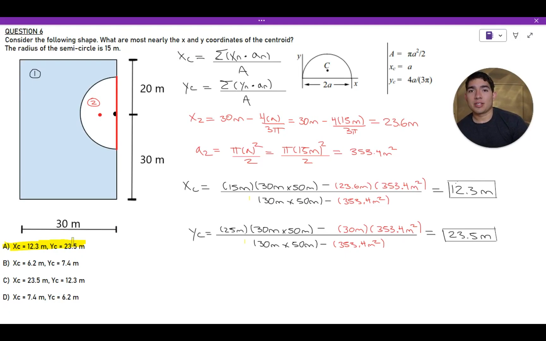So that brings us to the end of this section on centroids of area. I hope that it was very helpful. As you can see, these problems are pretty straightforward once you understand how to use the formulas and once you understand the concepts. When you are ready to move on to the next section, we are going to be covering area moments of inertia. So I will see you there.